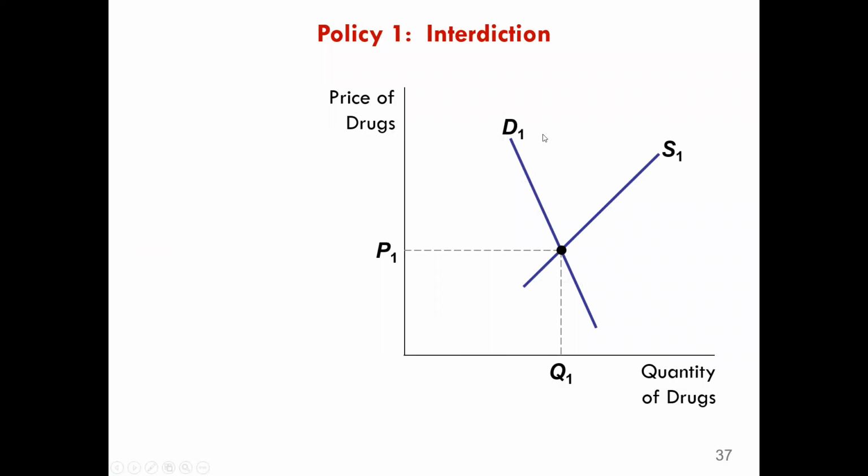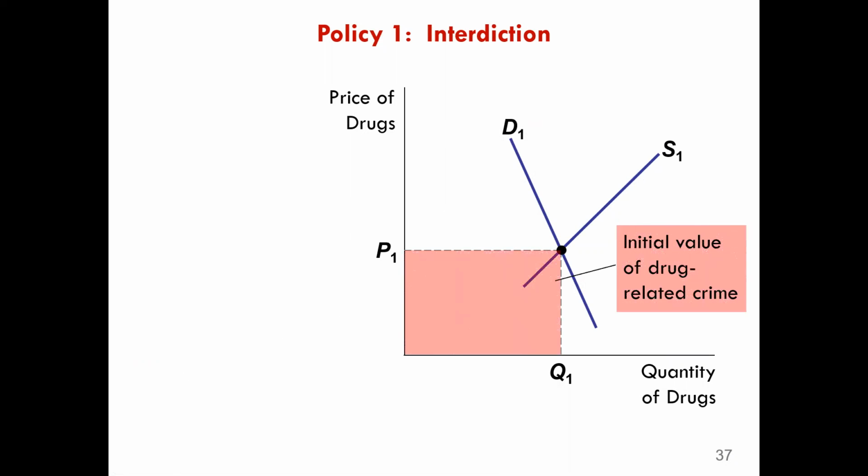So this diagram shows the demand and supply of drugs, illegal drugs in this case. At P1, quantity demanded is Q1. The area shaded red is the initial value of drug-related crime. Now, interdiction will reduce the supply of drugs.